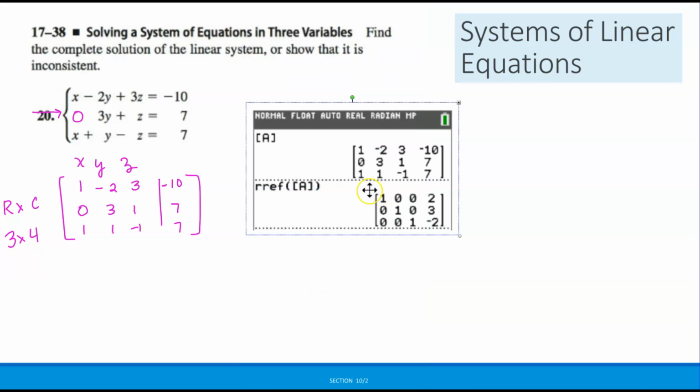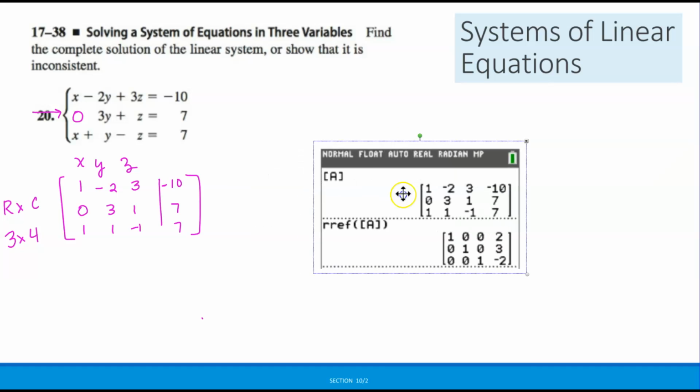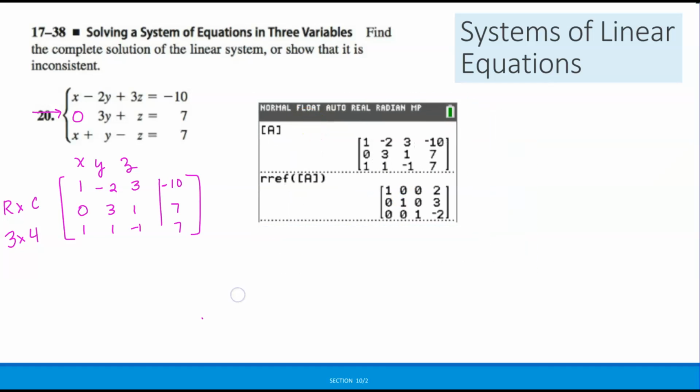Okay, so we know we're going to get a solution because I have ones on the diagonal. I have zeros below the diagonal and zeros above the diagonal. So I know I'm going to have a solution.